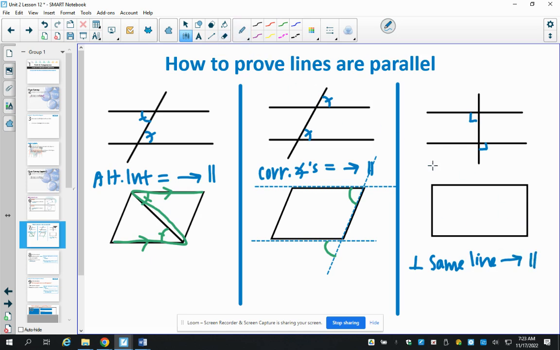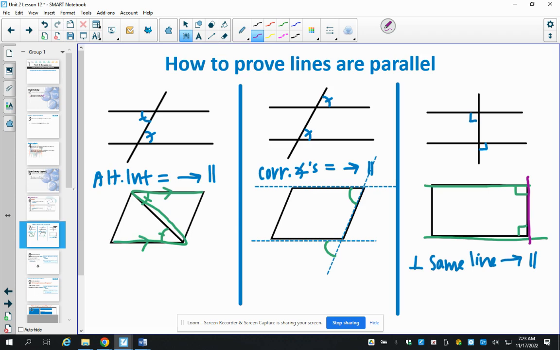So this is certainly going to show up in your parallelograms, okay, if you see something like this, because then this top line and this bottom line are both perpendicular to this line. So then they're going to be parallel to each other.